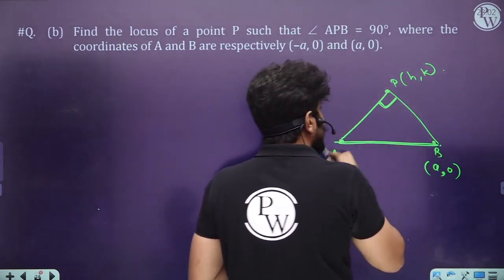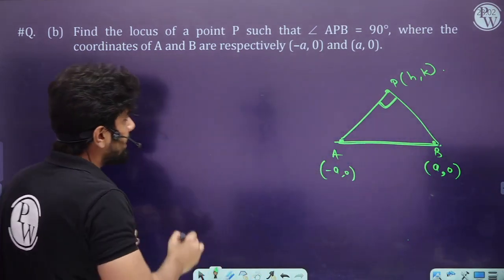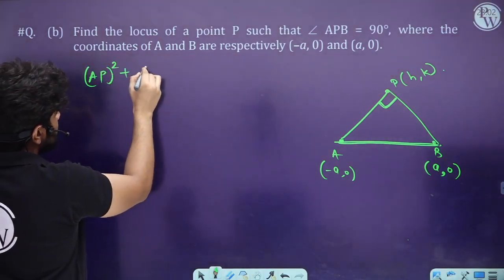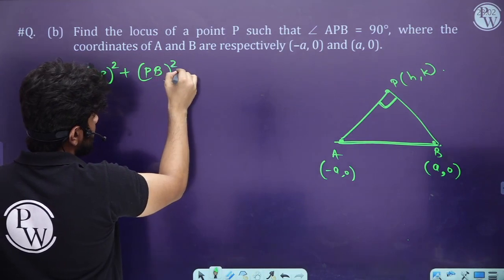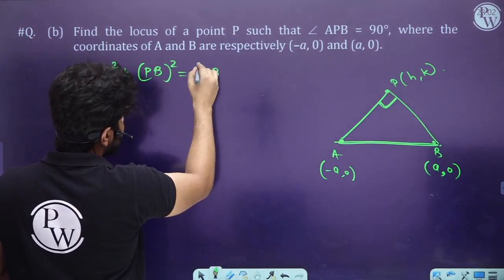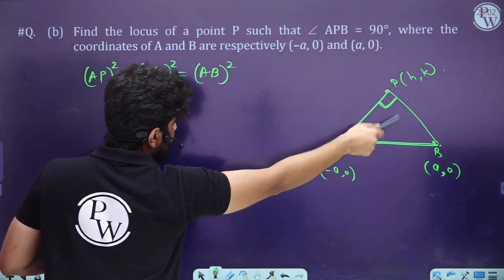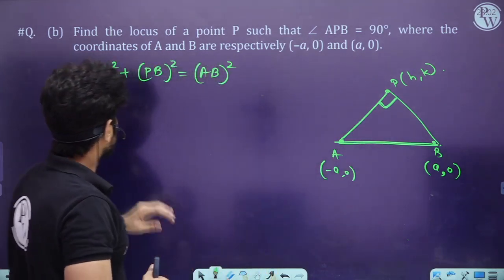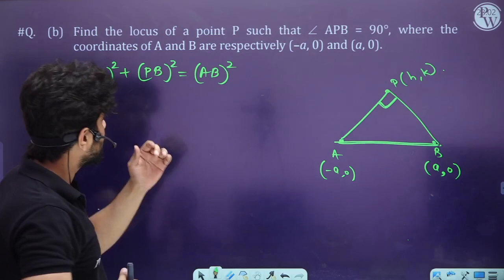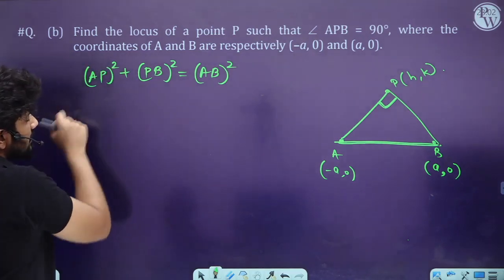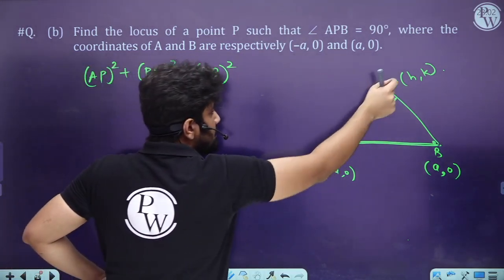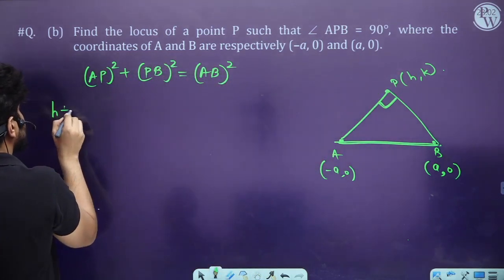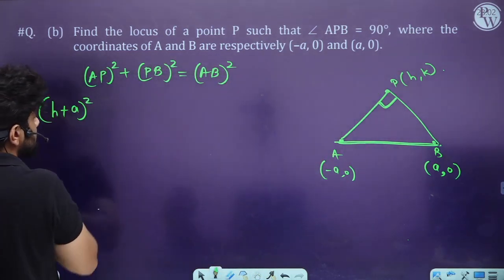This is a right angle triangle, and the condition for a right angle triangle is Pythagoras theorem, that square of AP plus square of PB is equal to AB square. AB is the hypotenuse, right? The side in front of 90 degrees, that is the hypotenuse. So AP square plus PB square is equal to AB square. Now what is the AP square? AP square will be h minus of minus a square, which is (h plus a) square.